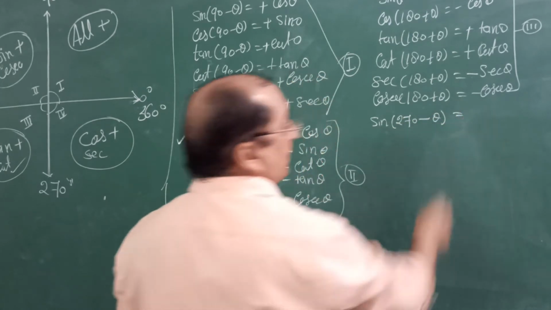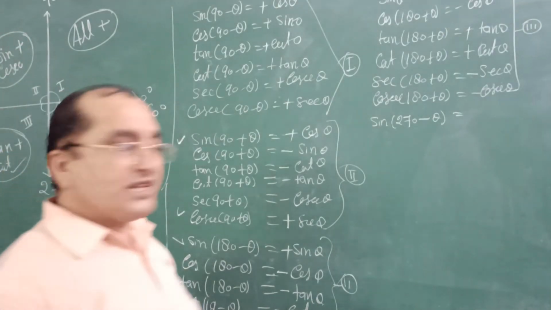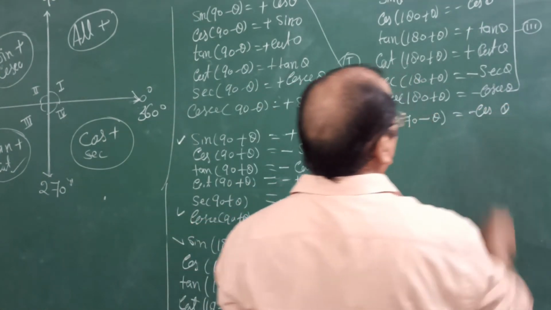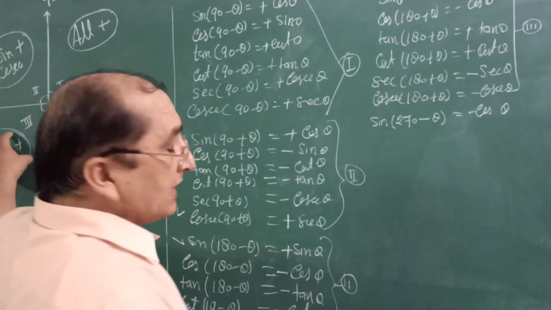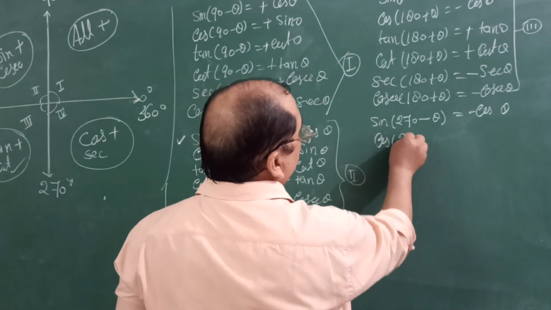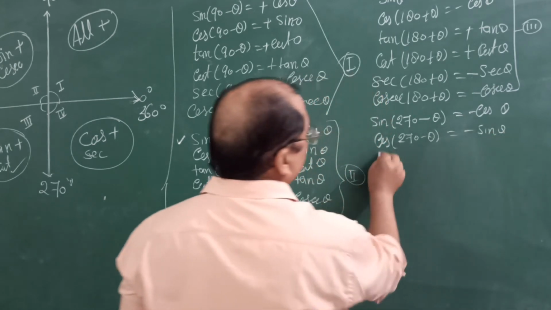Sin 270 minus theta will come. First we will go back, then we will come in the forward direction. Back means here in the third quadrant again. Here tan and cot are positive, but we know that at these 2 points the trigonometric value will change. So sine will change into cos theta, but negative in sign. Tan and cot are positive, and the rest of them are negative. So cos 270 minus theta equal to minus sine theta.